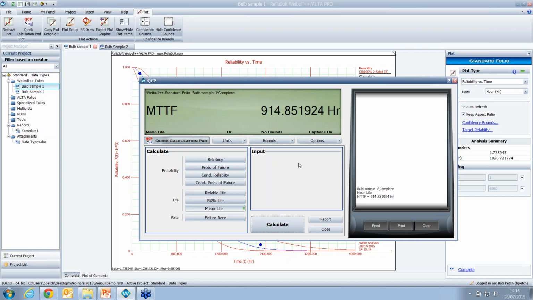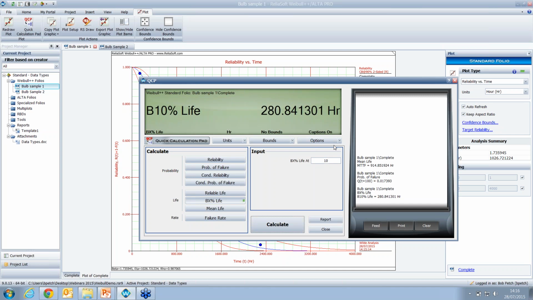Alternatively, if looking at the expected levels of failure for a given time interval, we can look at the probability of failure. If we wanted to know how many units were likely to fail by 100 hours, by using the QCP and entering a time of 100 hours, we can see that 1.7% of units will be expected to have failed at this time frame. Another useful metric when determining warranty periods is to look at what time will elapse for a given level of failures. Here, by using the B10 life, we can see that 10% of units will have failed by 281 hours.